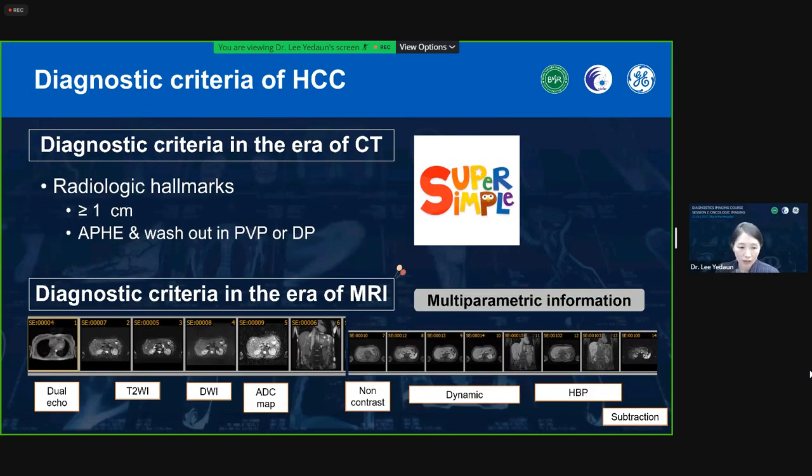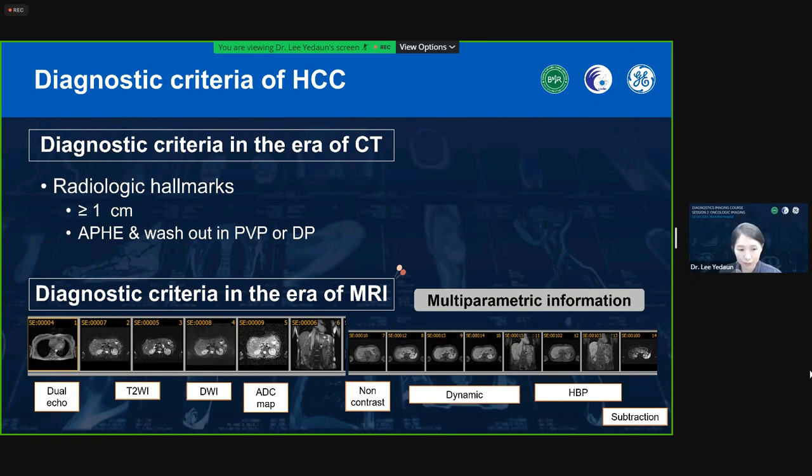In the era of CT, the diagnostic criteria for HCC are super simple. If the nodule bigger than 1 centimeter shows arterial hyperenhancement and washout during the portal or delayed phase in patients having risk factors for HCC, we can make a diagnosis of HCC without any other invasive method. However, in the era of MRI containing multiparametric information, it's not that simple.